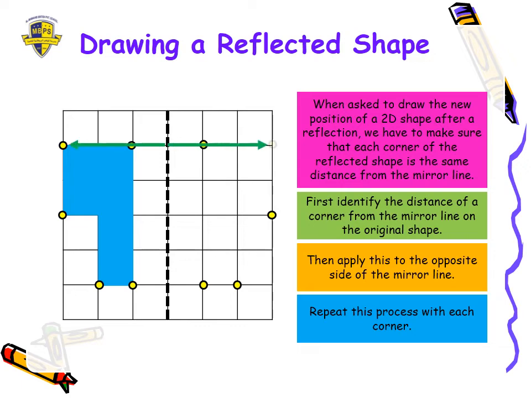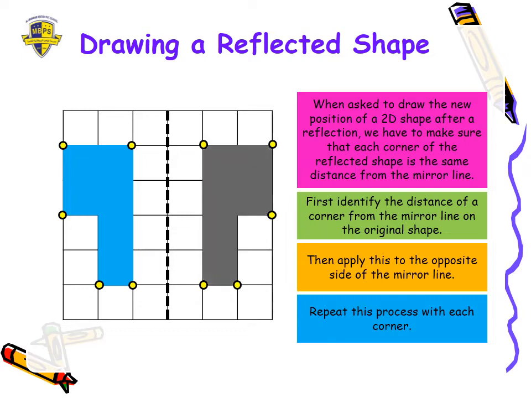And we do the same with all the dots. Okay, so now after you finish, we have the dots. You just have to match between them to get the reflected shape. So let's match, and this is our reflected shape.